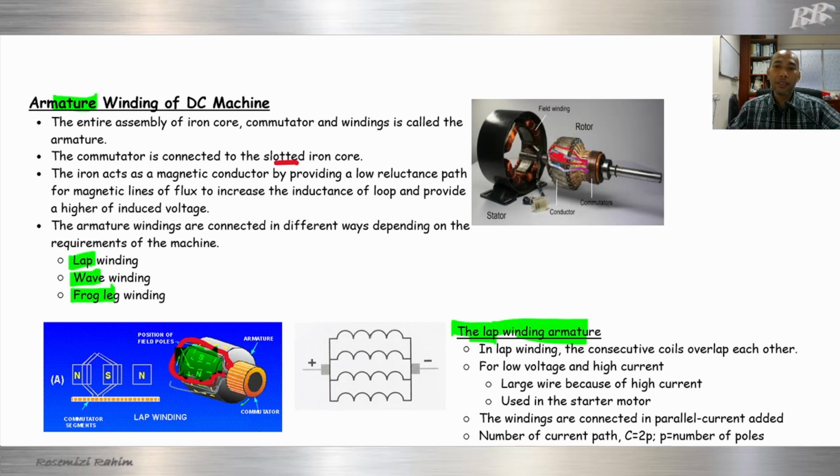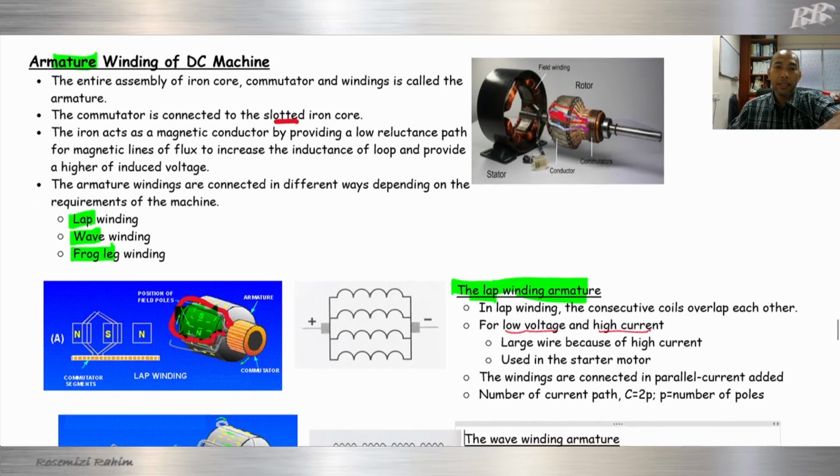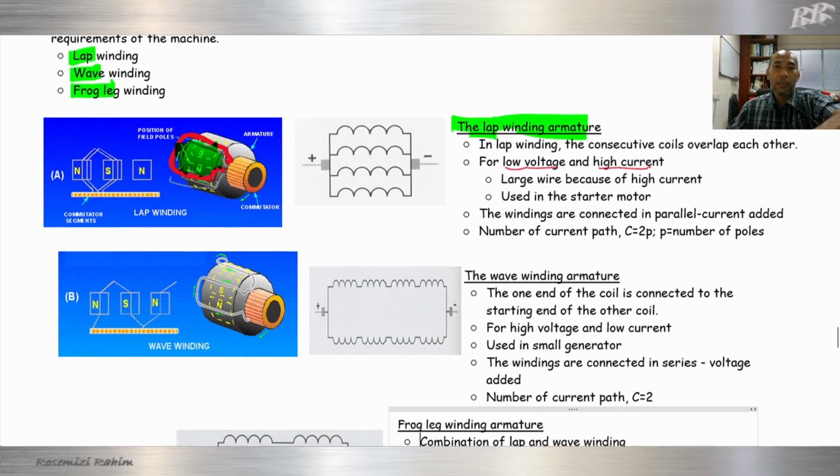This type of winding is for low voltage and high current. We can see that the winding is like this.